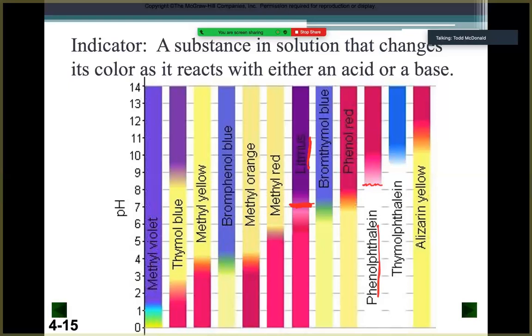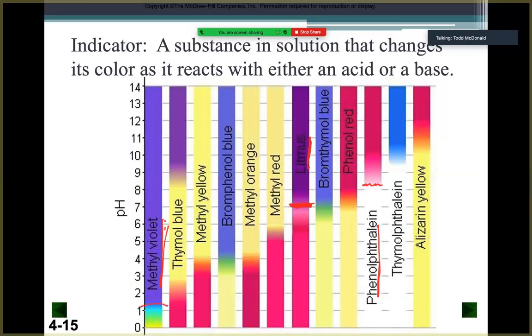That's okay. It's fairly close to 7. A lot of times we're just trying to get somewhere in the ballpark of where we need it to be. But some of these other indicators, let me show you the first one here, this methyl violet in the beginning. Notice when it's really, really acidic, close to 0, it's kind of a yellowish color, and then it looks like it's a green and then a light blue.